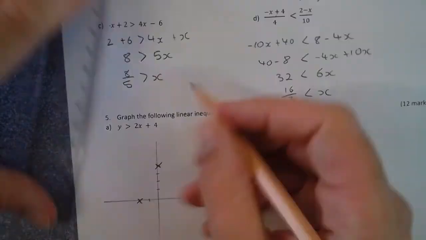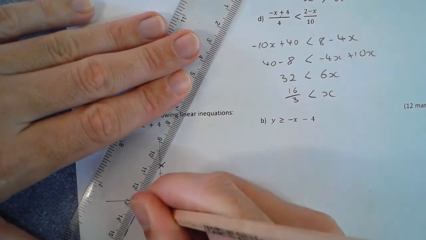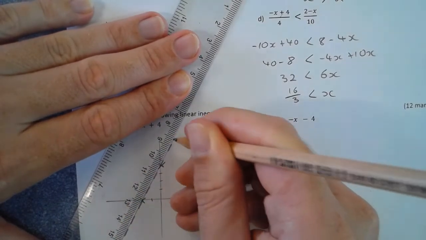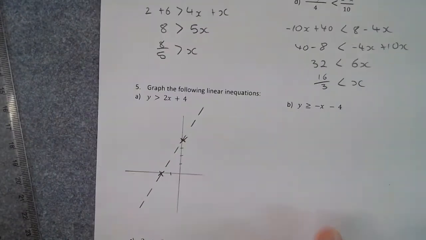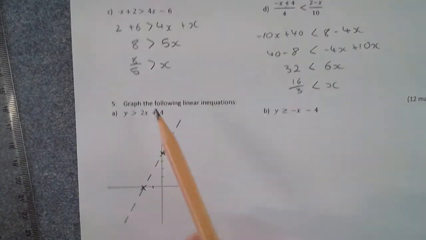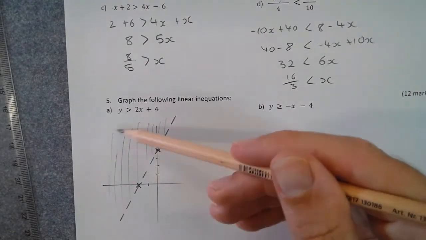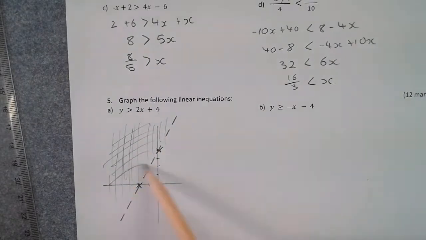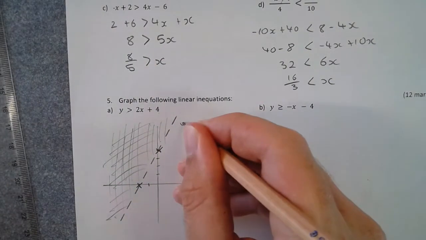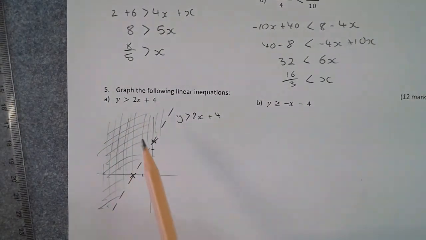Because it's not equal to, it must be a dotted line. There it is. So that is the dotted line, which means we do not include the line. Now because y is bigger, we want everything above the line. And y is bigger than 2x plus 4 is anywhere in this shaded section works. So anywhere in this shaded section works, and obviously there's an infinite amount of coordinates above the line.